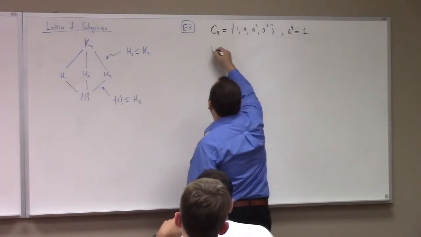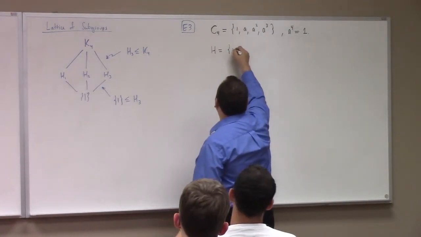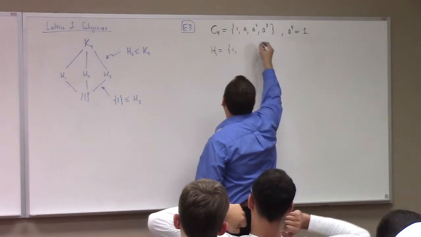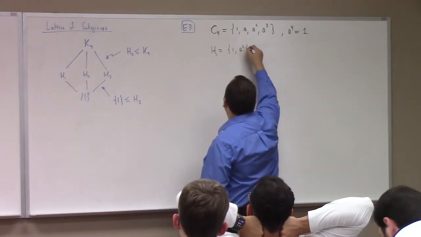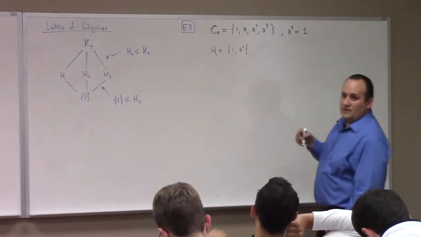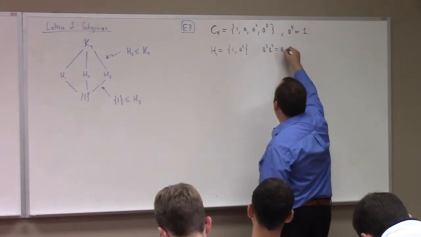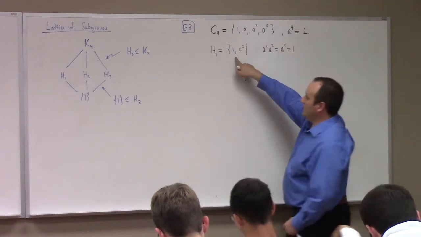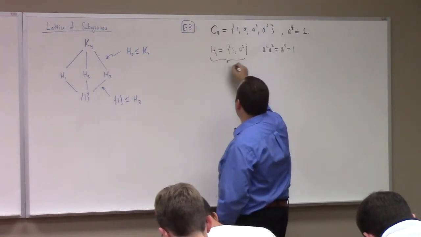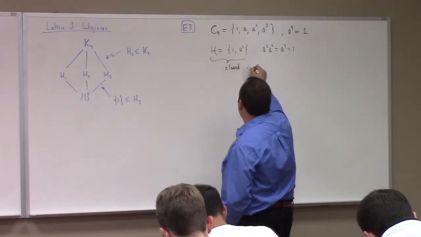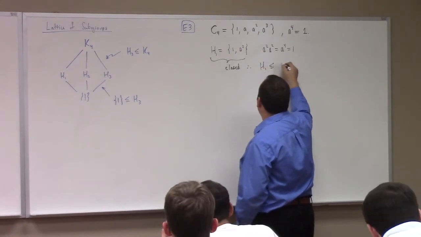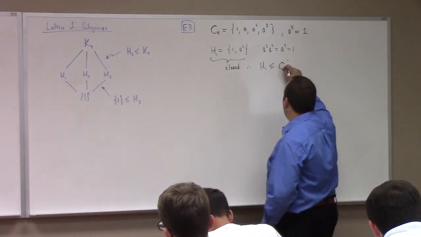What about this? If we look at H1 equal to 1 comma a squared. Notice that a squared times a squared is what? It's 1 again. So this H1 is closed. Therefore H1 is a subgroup of C4.